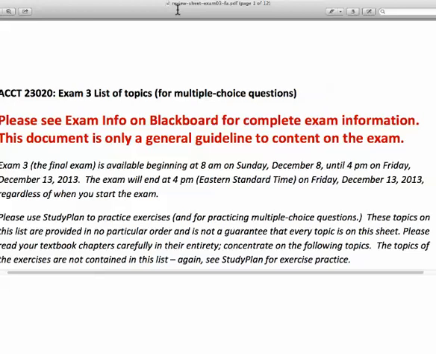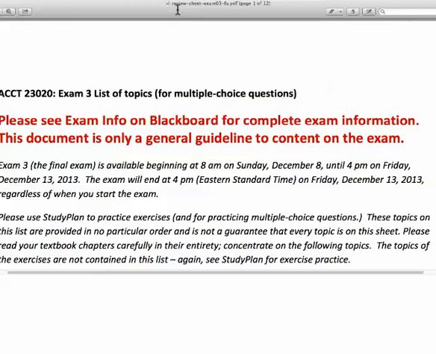This is only a general guideline. You need to see the detailed information on Blackboard for complete exam information. This is a review sheet. It doesn't contain every rule about the exam. The exam rules are much the same as the other two exams. The big thing here is if you are taking it for the bonus, you have to have submitted it by 6 p.m. on Sunday. If you submit at 6:01, you don't get the bonus, just because I have to have a cutoff at 6 p.m.